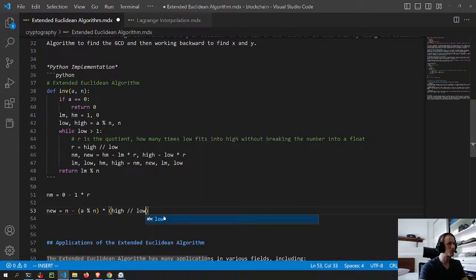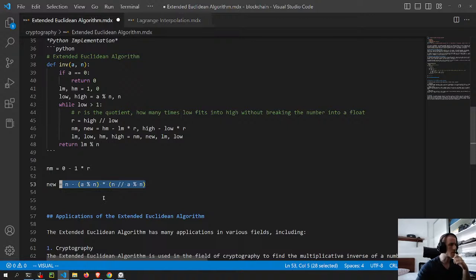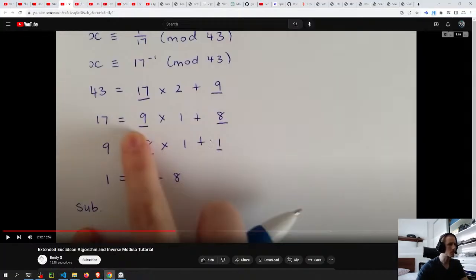I don't know, I guess high is going to be this thing here, or high is going to be n, and low is going to be this. So it is the way that it was written there. It's so confusing. I don't understand how this... I know it is supposed to be similar to what she's talking about here, but I can't make the connection there.